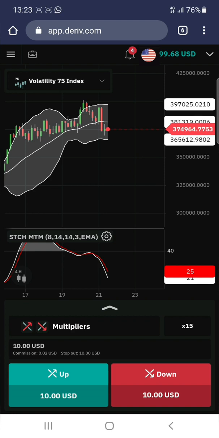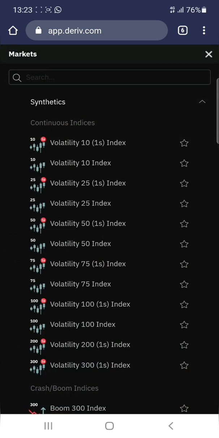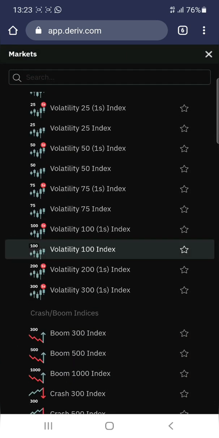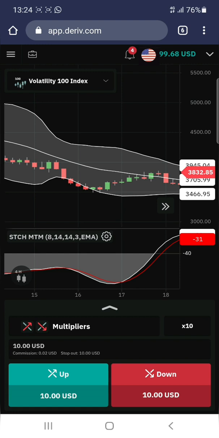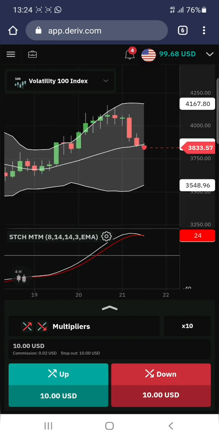This is too uncertain, so I don't think I'll be trading this, because if you see the market right now, it's ranging, it's just in a range, so I'll try and avoid this. Let's go to the 100 index, look for a good trading opportunity. Yeah, this is a good one.